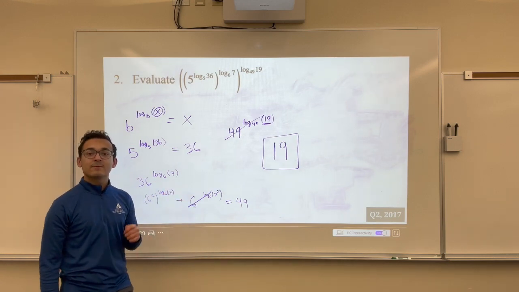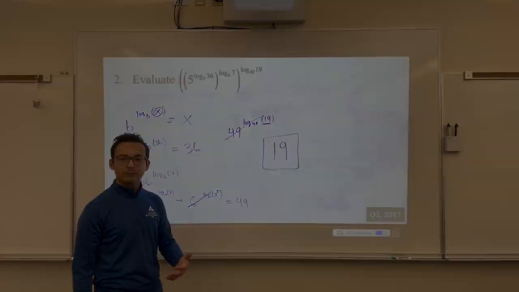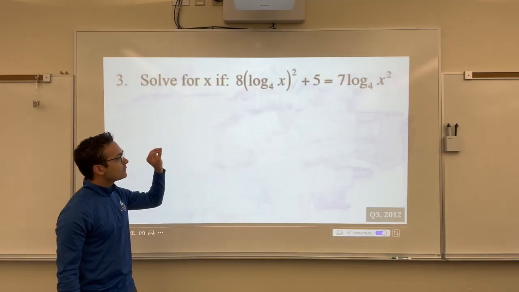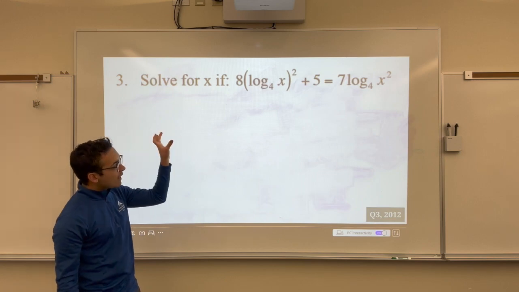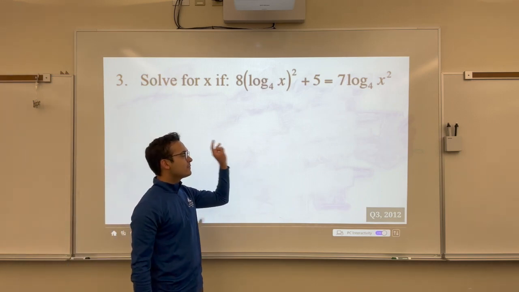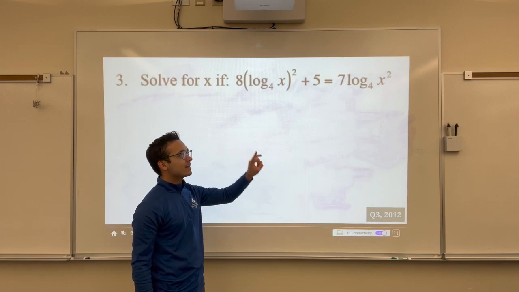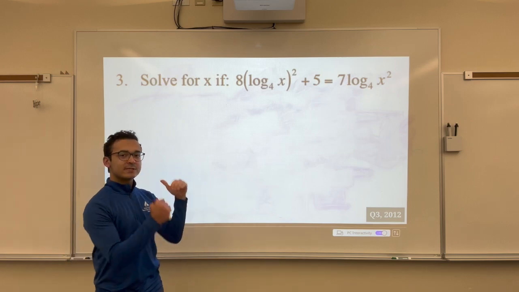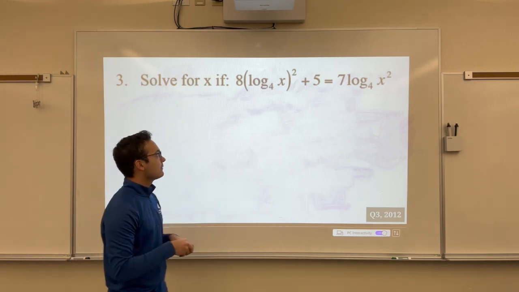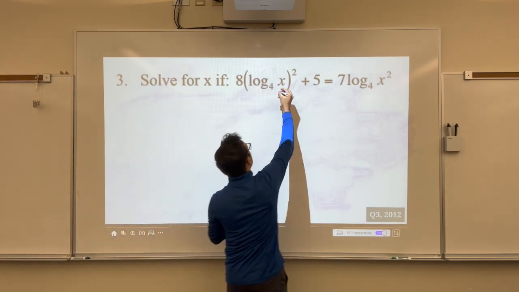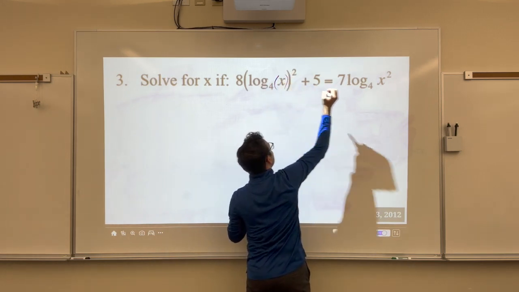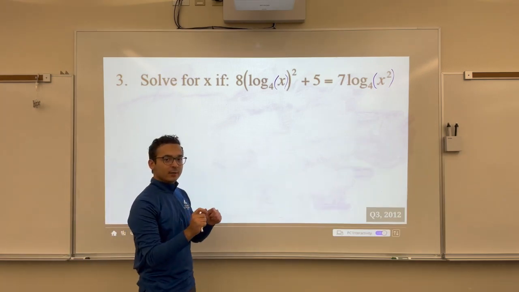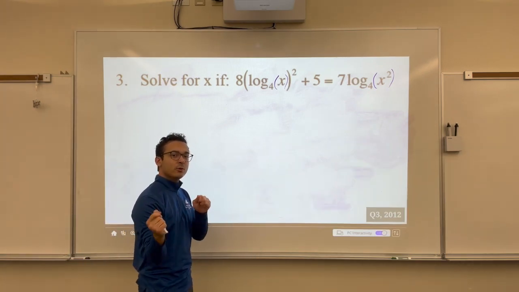Alright, let's move into our first 5-pointer of the video. Solve for x if 8 times the log base 4 of x squared plus 5 is equal to 7 times the log base 4 of x squared. Now this is where I really wished MAML used parentheses to say what the input of the log was. If they were doing that, they would have put parentheses around this x and parentheses around this x squared. That just makes it crystal clear what is being inputted into the log.